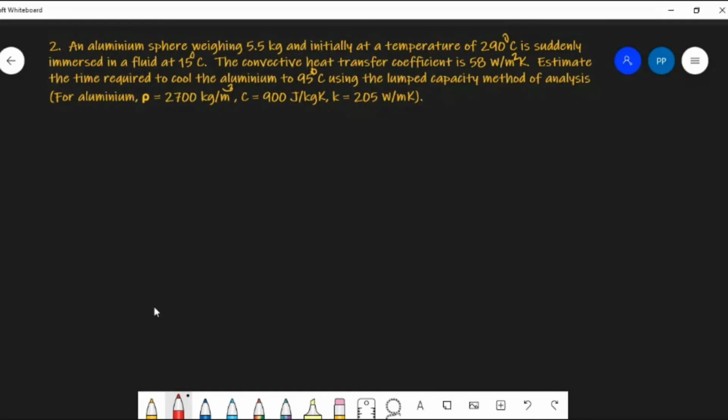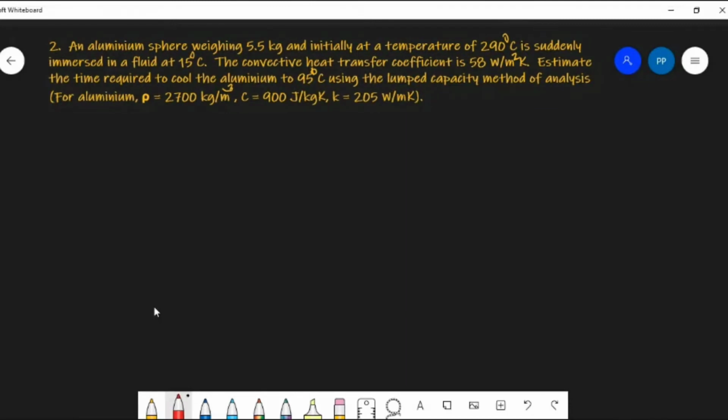We need to estimate the time required to cool the aluminum sphere to 95 degrees Celsius. Initially it was at 290 degrees Celsius. From there to 95 degrees Celsius, what is the time required? That we need to estimate. And here he is directly asking you to calculate using the lumped capacity method of analysis, or the lump system analysis method, and he has given the characteristics of aluminum, that is density, specific heat, and thermal conductivity.